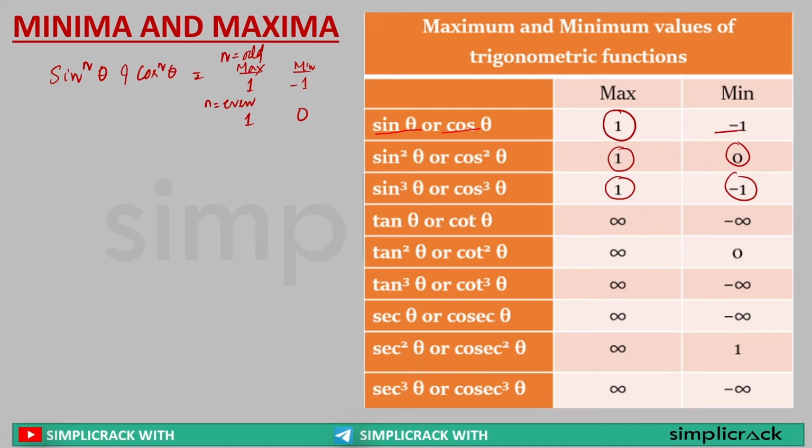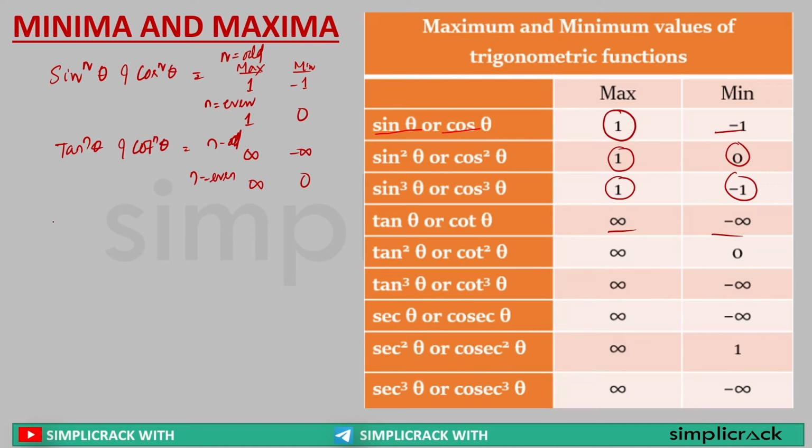Clear? Sorted? Yes or no? Yes. Now for tan theta and cot theta, maximum and minimum value has no limit. So for tan n theta and cot n theta, if n is odd, then maximum value is infinite, minimum value minus infinite. If n is even, then maximum value is infinite, minimum value is 0. Because in case of an even power, negative will always become positive. So the minimum value will be 0.